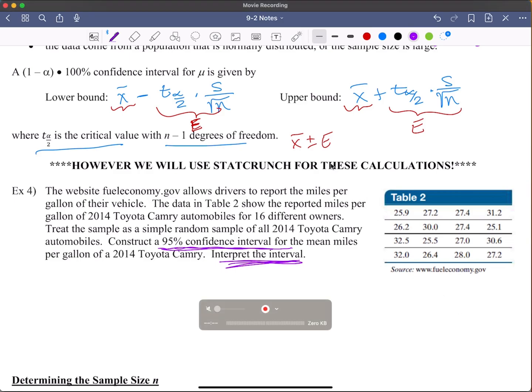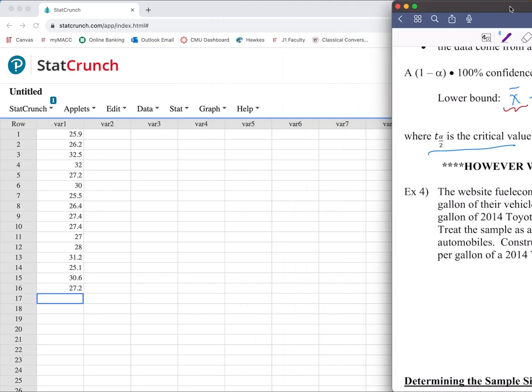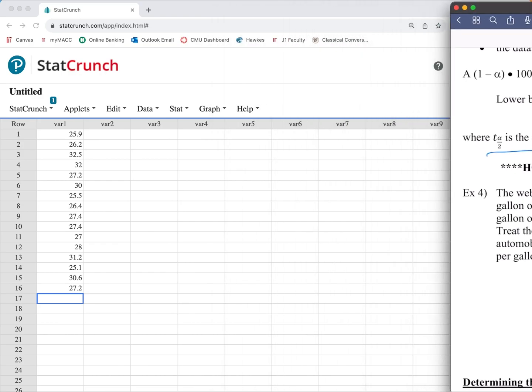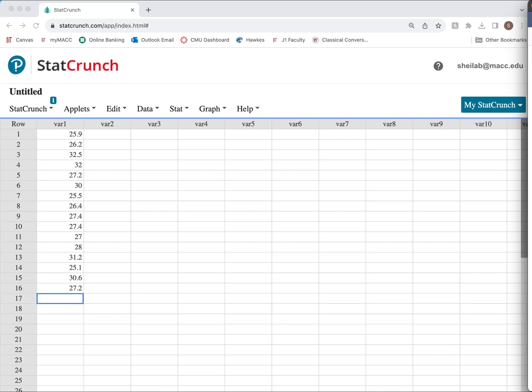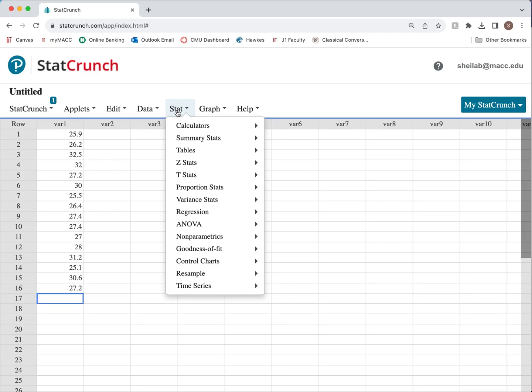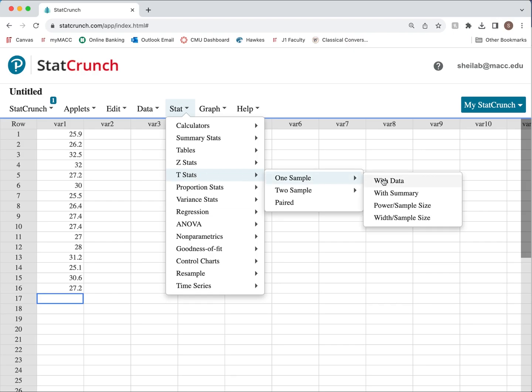Okay, so to save us time, I have already put this data in. Boom, there it is. Now this is a t distribution because I'm talking about mean. So when you go to Stat, you're going to go to T Stats. This is not a proportion. We did proportions before. That was last section. If I'm talking about a proportion, that's where we're going. But this is t distribution. So we're going to go to T Stats. And then the same thing, it's one sample. This time I have with data. You have the option of with summary.